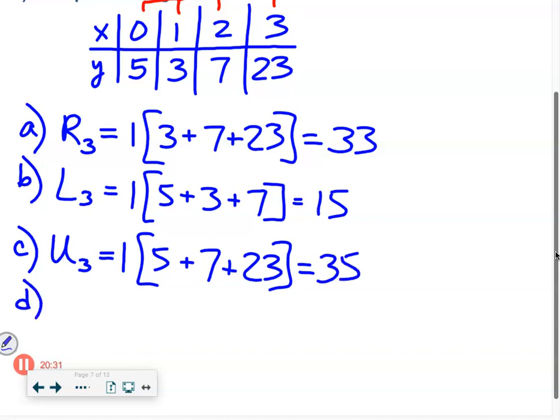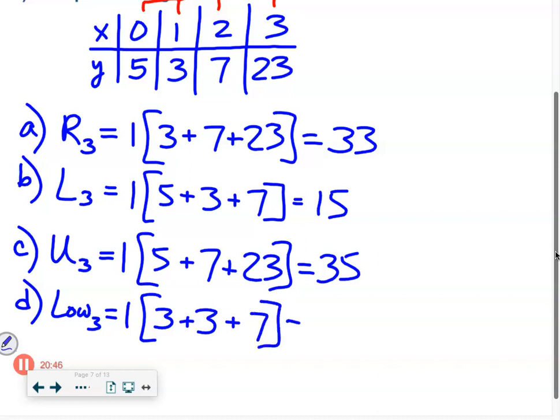And then lower, let's call it low, so 3. Between 5 and 3, you pick the lower one, which would be 3. Between 3 and 7, the lower is still 3. And between 7 and 23, the lower is 7. So your lower sum would be 13.